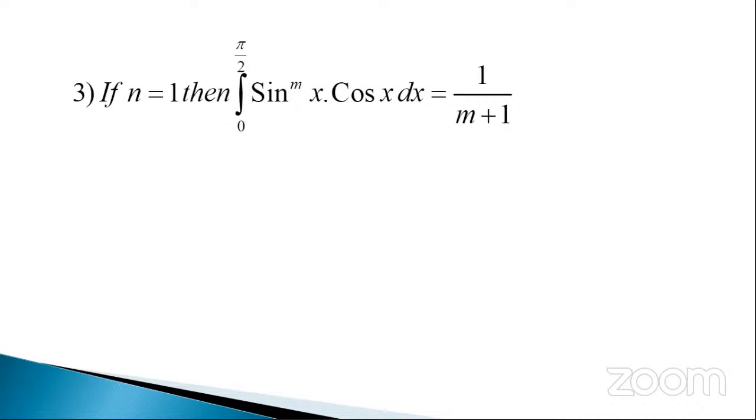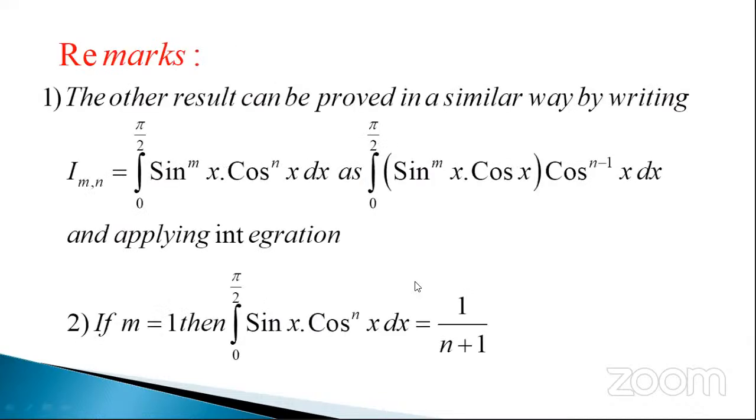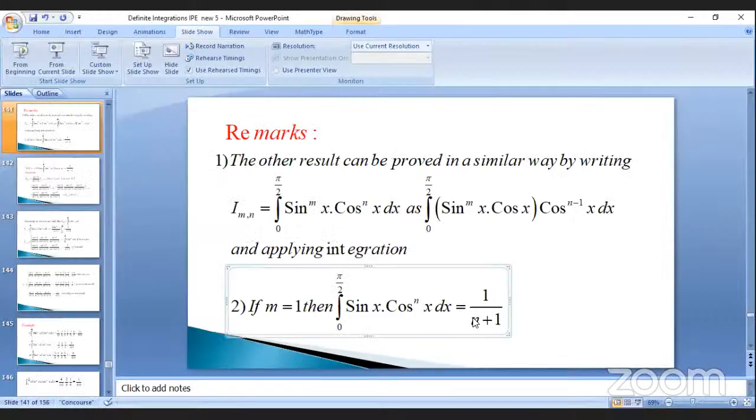If n equal to 1, what happened? Sine to the power of m x into cos x. It means sine to the power of m plus 1 x by m plus 1. Apply here sine of pi by 2 means 1. The value is 1 by m plus 1. But here the value is minus half, 1 by n plus 1. Here, minus is there.